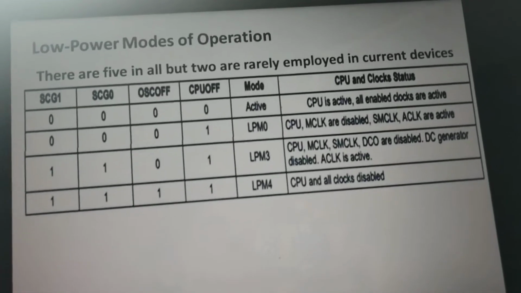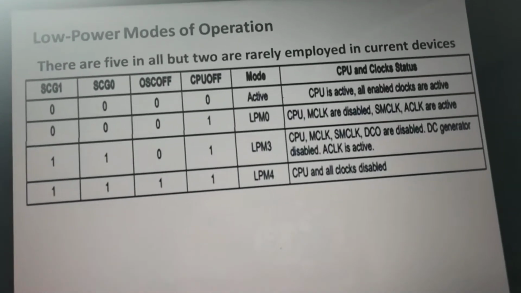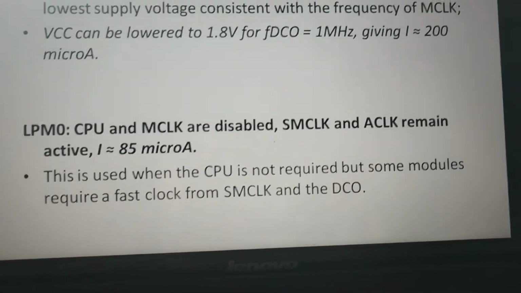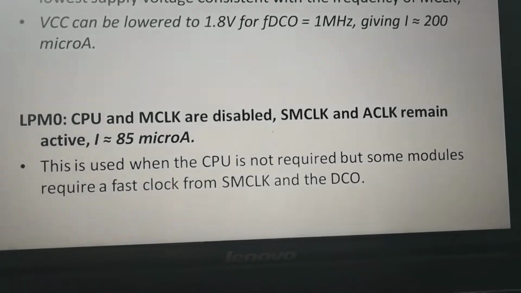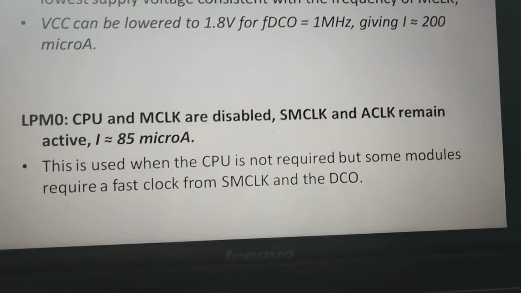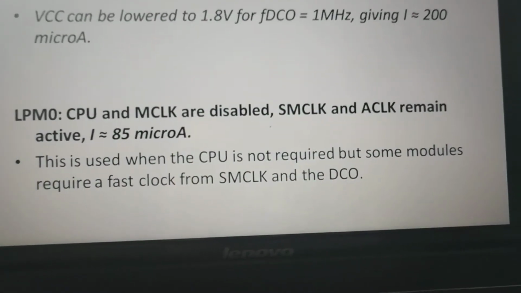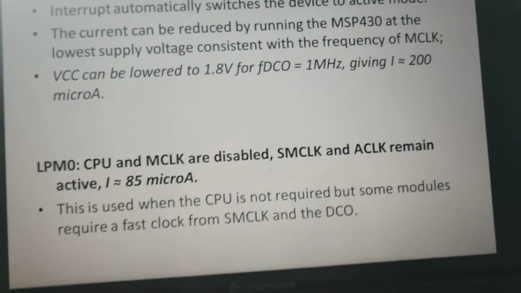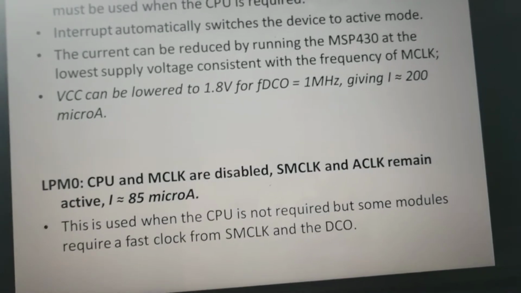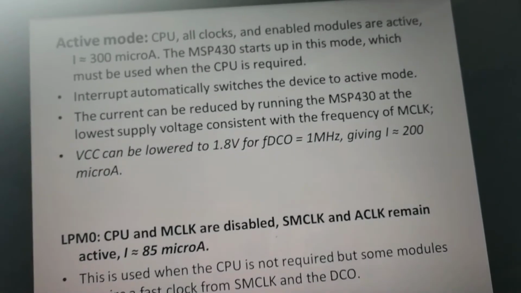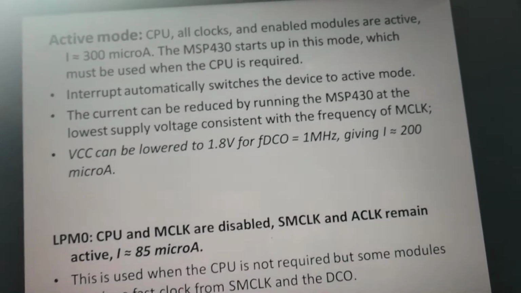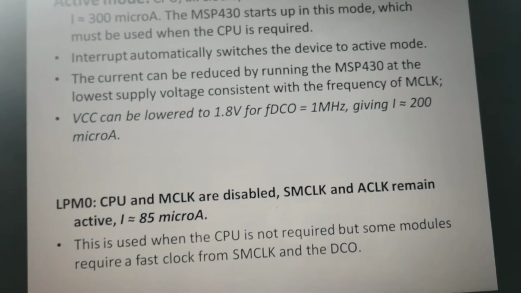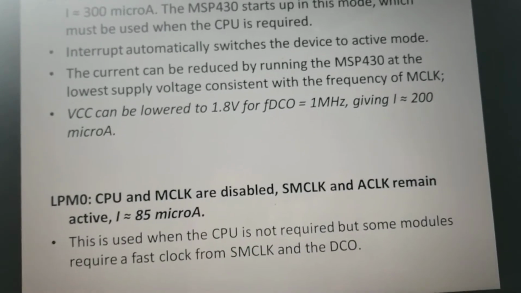And what is the power consumption? We will have a look at that. We'll look at the current ratings. So, LPM0, CPU and MCLK are disabled. SMCLK, that is your subsystem master clock, and ACLK, that's your auxiliary clock, remain active, and your current is approximately 85 microampere. So earlier in your active mode, it was 300 microampere. Now it has reduced to 85 microampere, which is much lesser.